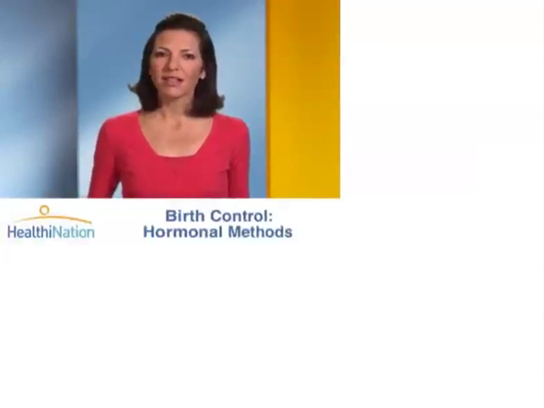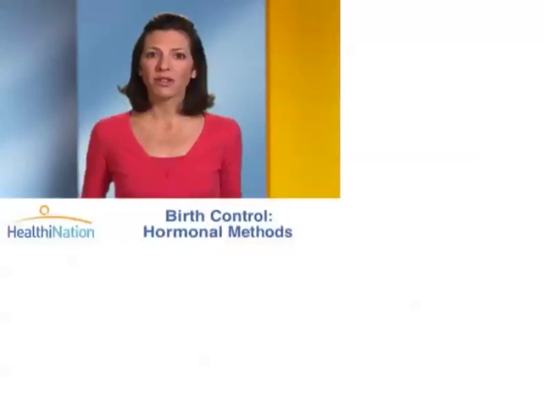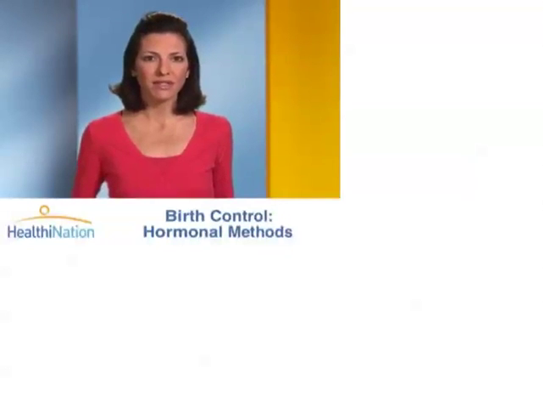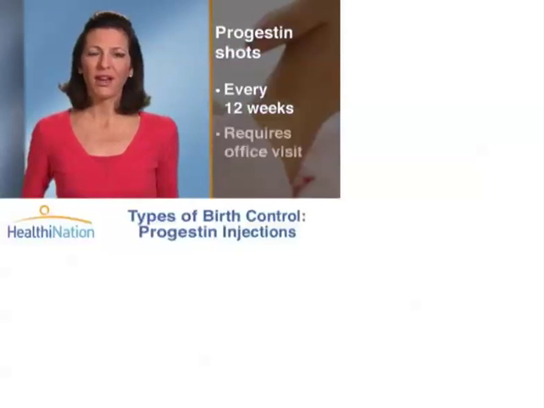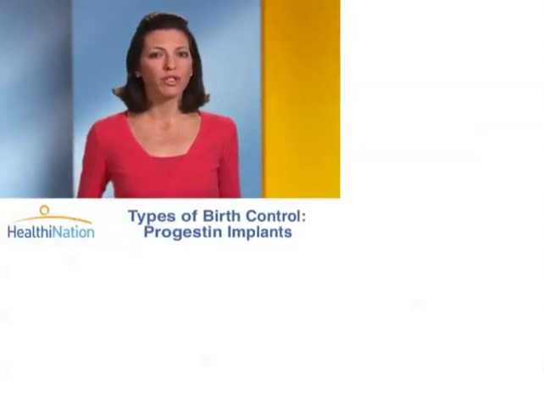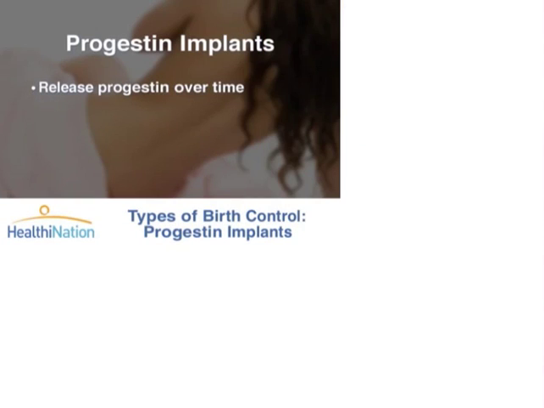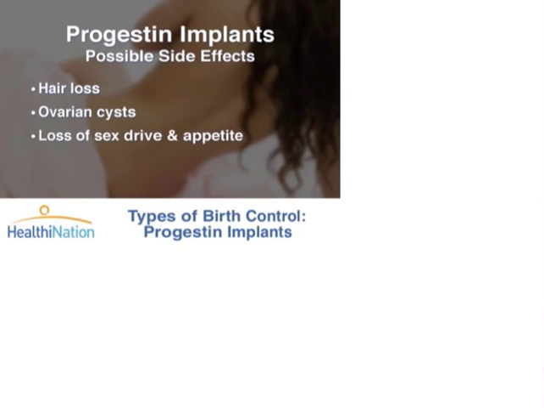There are some long-acting methods for those who have health concerns related to estrogen or who are concerned about remembering daily or weekly routines. Progestin shots provide 12 weeks of pregnancy prevention and are administered by a health professional. And finally, there are implants, which are inserted under the skin by a doctor. These release progestin over time and provide up to 3 years of protection. They do have some possible side effects like hair loss, ovarian cysts, loss of sex drive and appetite, and possible infection at the site of the implant.